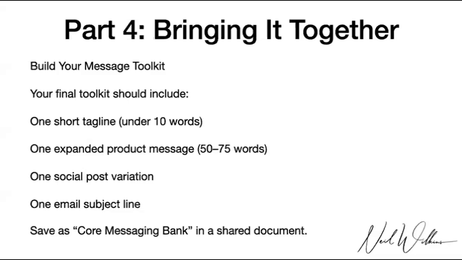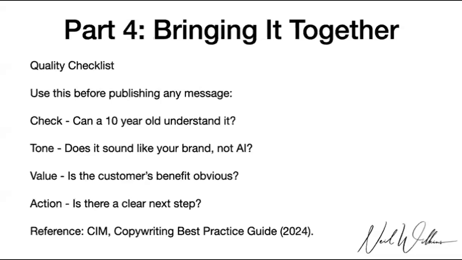And you can use that, of course, in your AI prompting. If you're getting first drafts with your favorite AI, it can then learn and understand that this is the format that we're going to go with from here onwards. You can also then bring it together with a quality checklist. So, building on that message toolkit by building a quality checklist. And you can use this before publishing any message.